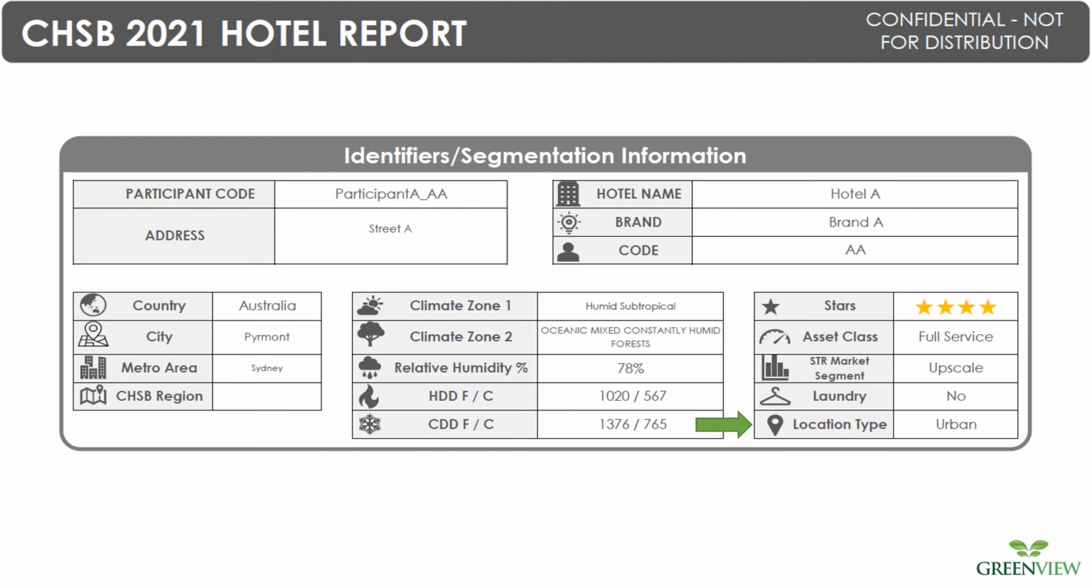Finally, the location type refers to the location of the hotel or the type. For example, a bed and breakfast, a convention style hotel, an airport hotel, a suburban hotel, an urban hotel, or a resort.